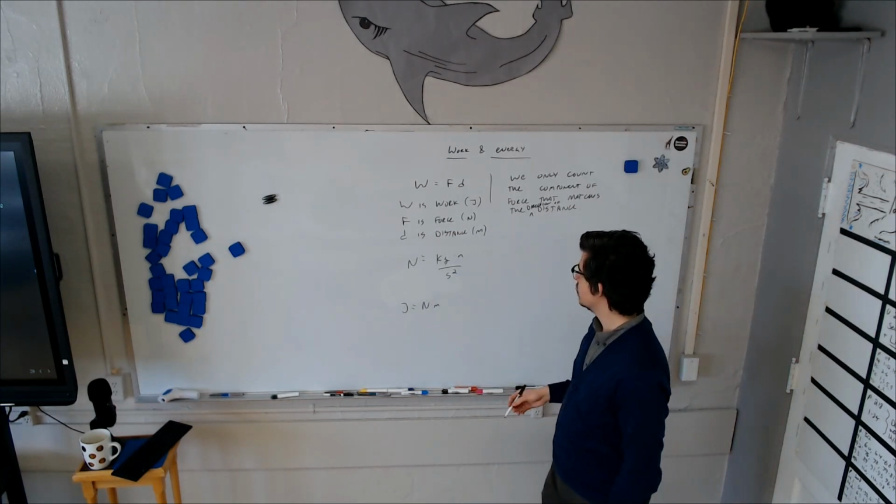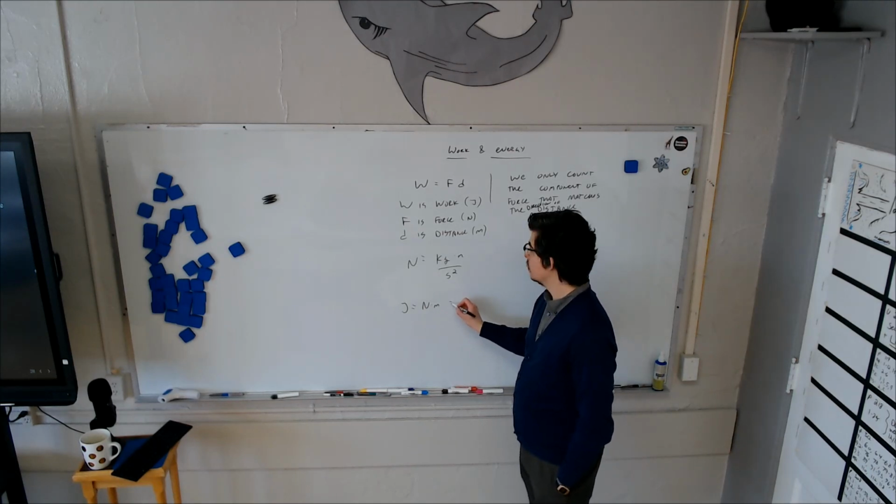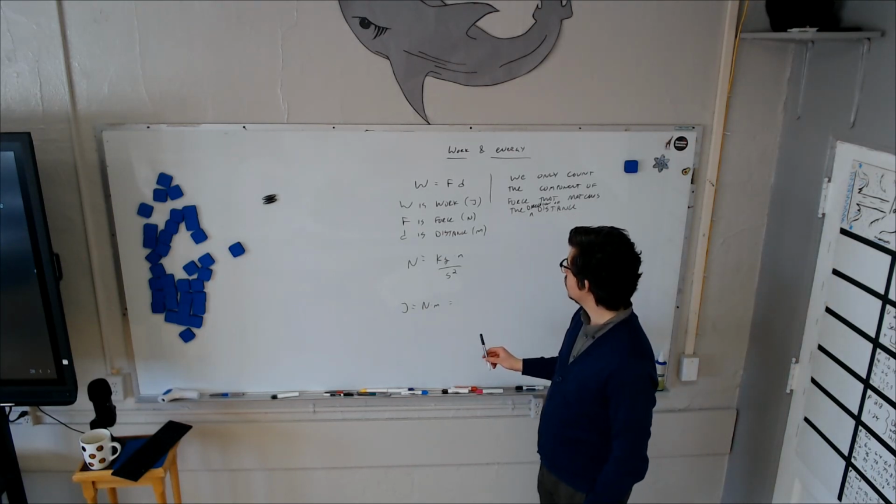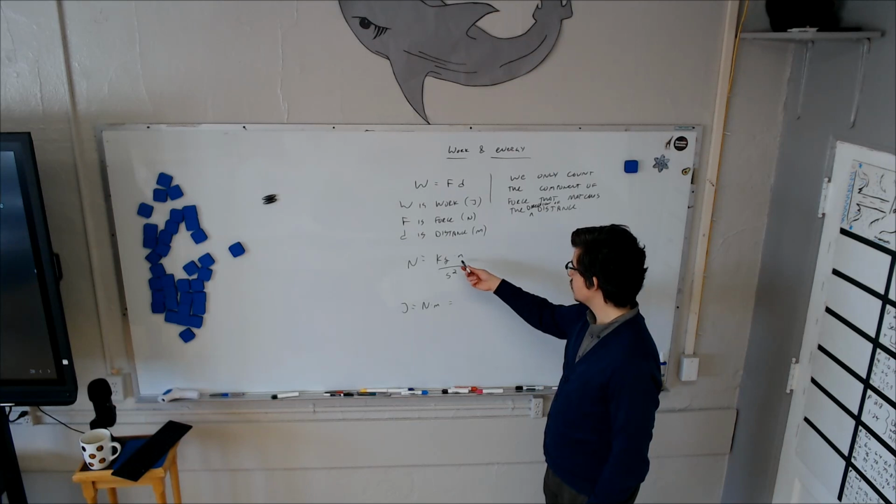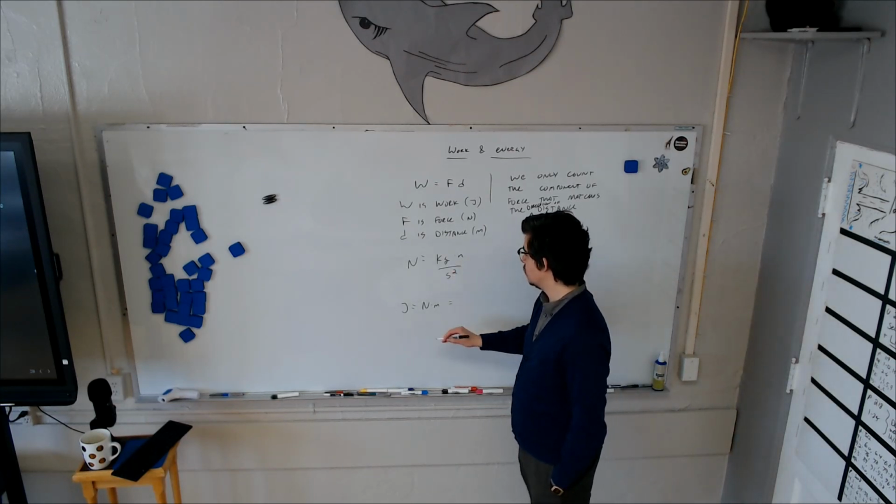Does that M mean meters or mass? This means meters. Yeah, these are units. And then a joule is equal to a Newton times a meter, right?